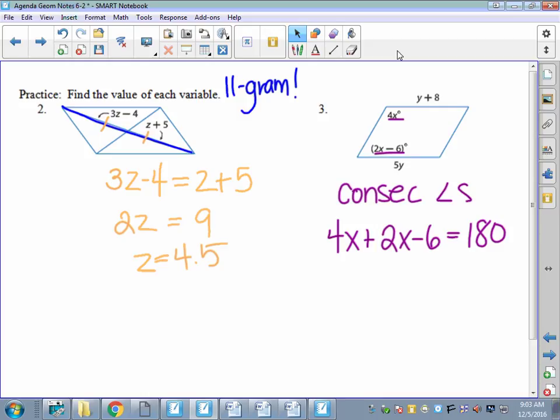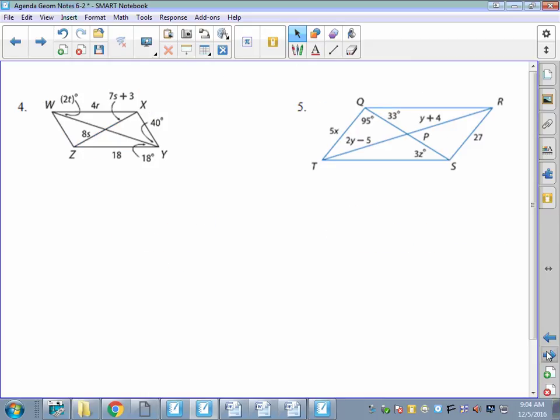As far as the y's go, they're opposite sides, so we know that we can set them equal to each other. Opposite sides are congruent. If they were consecutive sides, we wouldn't have enough information unless there was something else given. So only angles you're allowed to do the consecutive part. Let's look at just number 4. So we've got S's and T's and R's.